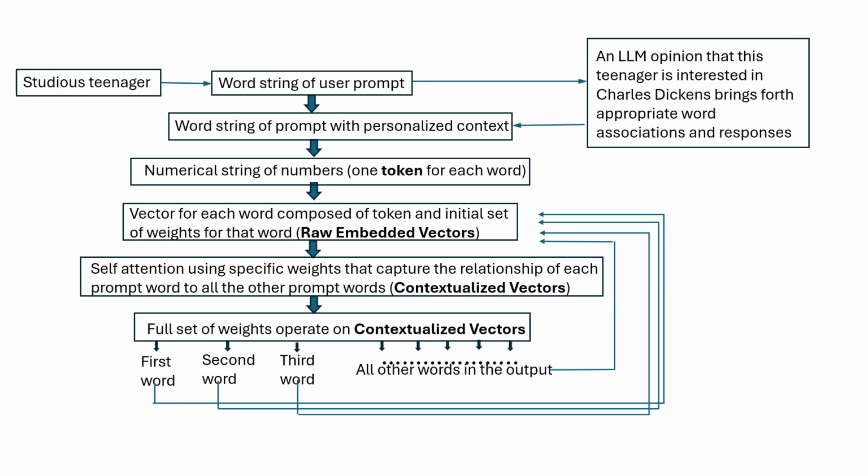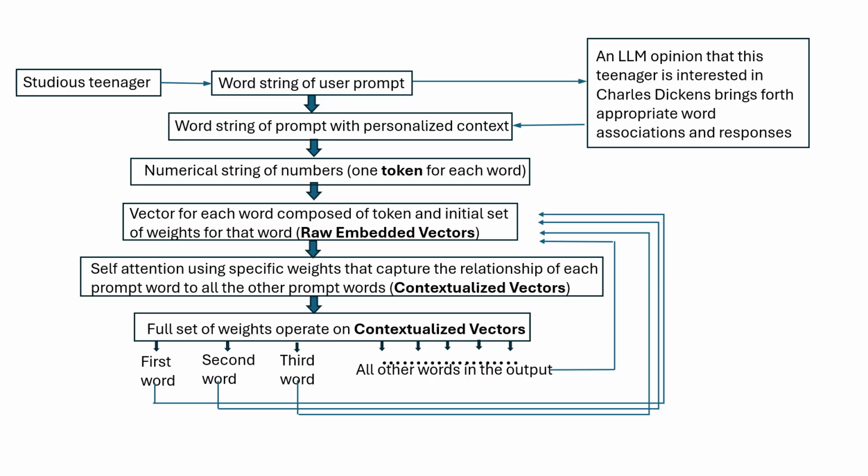Let's say you have a studious teenager, and he's putting in a word string of prompts, and the LLM forms this opinion that this teenager is interested in Charles Dickens and Charles Dickens novels, and it will bring forth appropriate word associations and responses. And it all sounds very good, and I think it is very good, except if the teenager was supposed to build this essay without using ChatGPT. That's a problem for parents and educators, and it is a big issue to address.